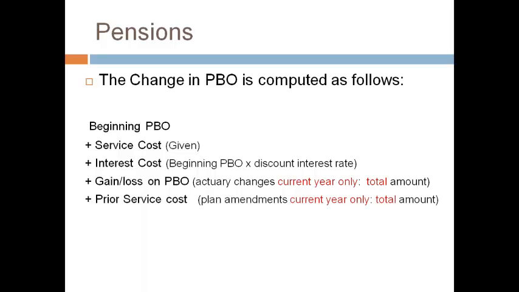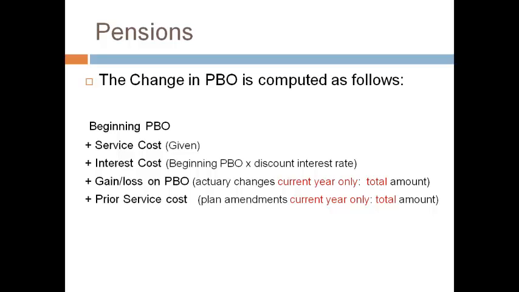Prior service costs occur when the company changes the pension plan in a way that increases the payment to employees after retirement. These changes are normally grandfathered in for prior years worked. The increase in benefits increases the company obligation. The amount is the total amount of the increase to employees.